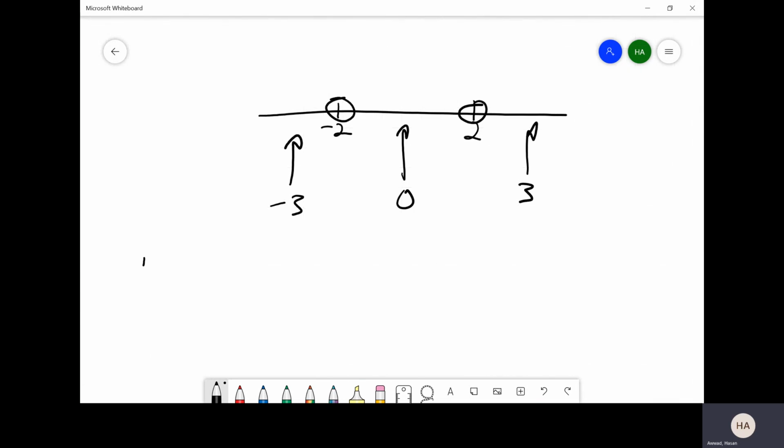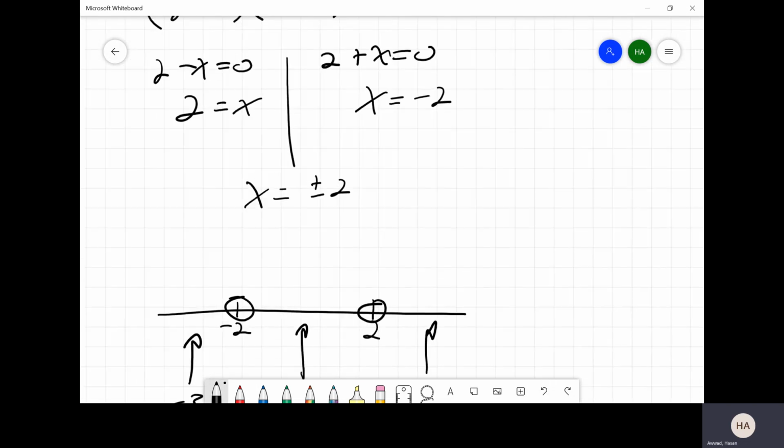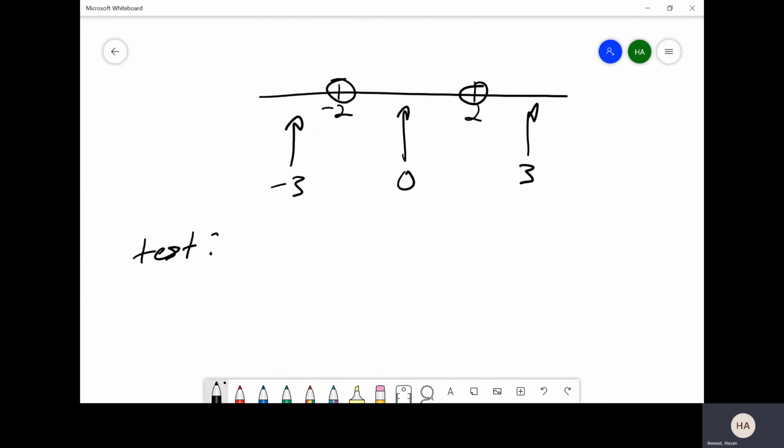So let's go ahead and test these. What our test normally is, we're plugging in our number to see whether or not we get a negative or a positive number, right? And in this case, because we're looking for it to be greater than 0, we're looking for only positive intervals. If we get a negative interval, then we don't want that. We exclude that from our domain. So we're testing -3 first.